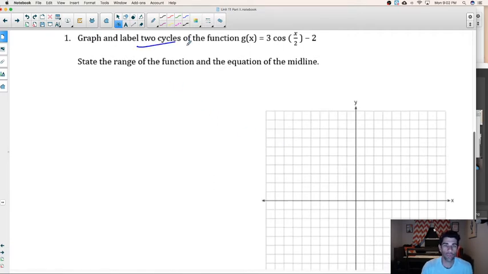Graph and label 2 cycles of this function, state the range of the function, and the equation of the midline.